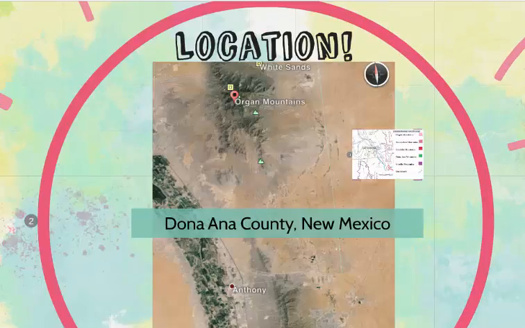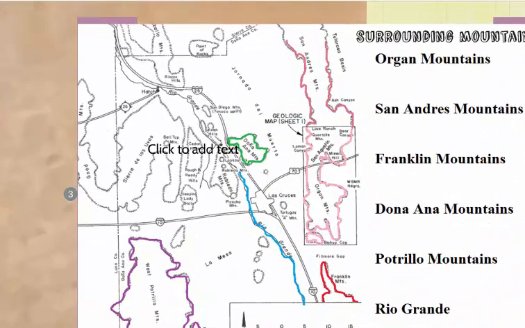This particular mountain range is in what is called the Rio Grande Basin. It is surrounded by other mountains such as the San Andres Mountains, the Franklin Mountains, the Santa Ana Mountains, and the Potrero Mountains. It is also on the eastern side of the Rio Grande Rift Valley.